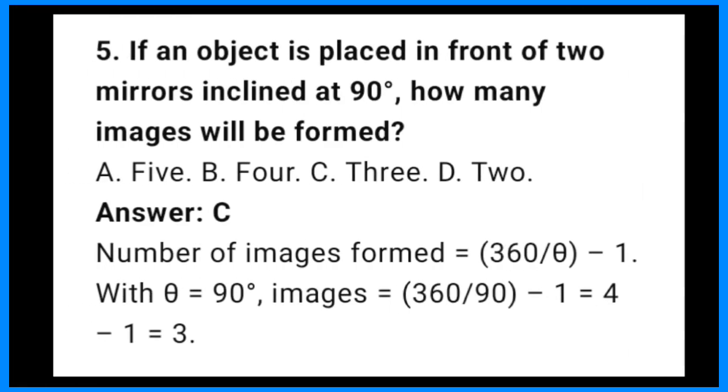5. If an object is placed in front of 2 mirrors inclined at 90 degrees, how many images will be formed? A. 5, B. 4, C. 3, D. 2. Answer C. Number of images formed equals 360/θ minus 1. With θ equals 90 degrees, images equals 360/90 minus 1, which equals 4 minus 1, equals 3.